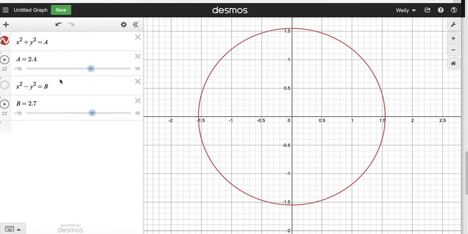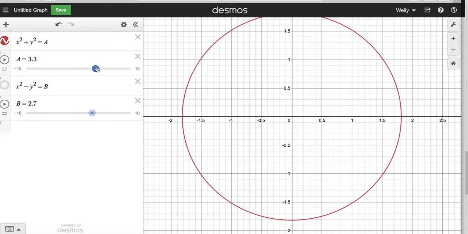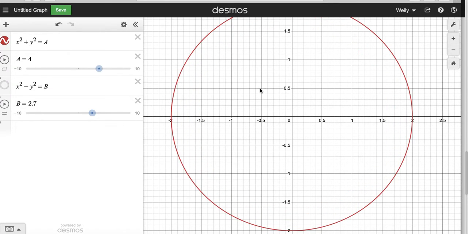We're asked to show x squared plus y squared equals some constant value, and what happens as we change the value of the constant. So if we take a look at the circle here, as I change the value of the constant, that constant really is a radius squared.